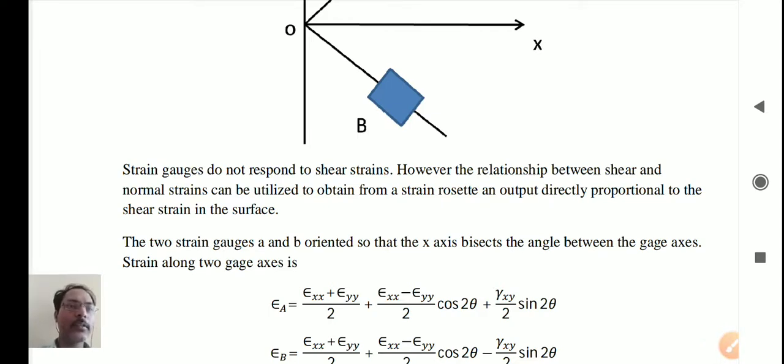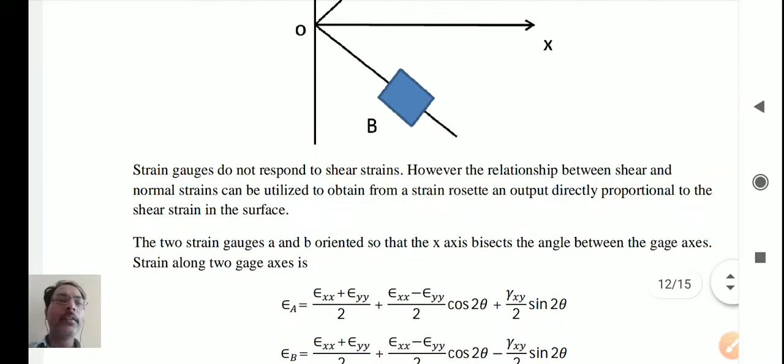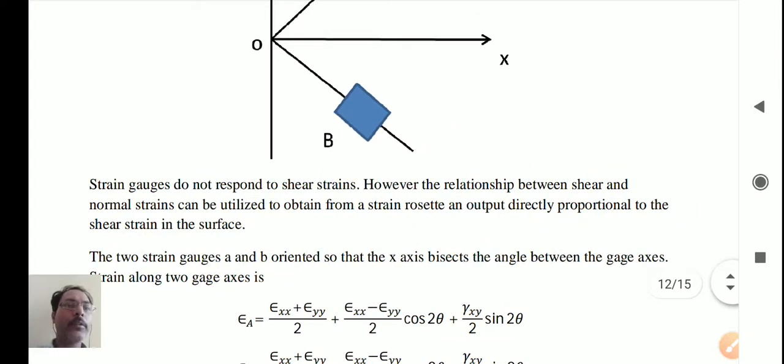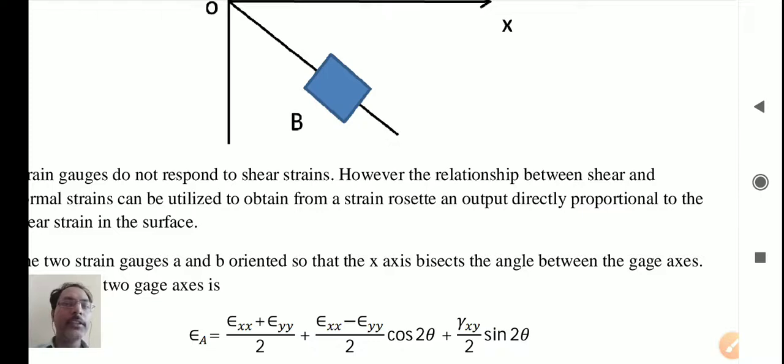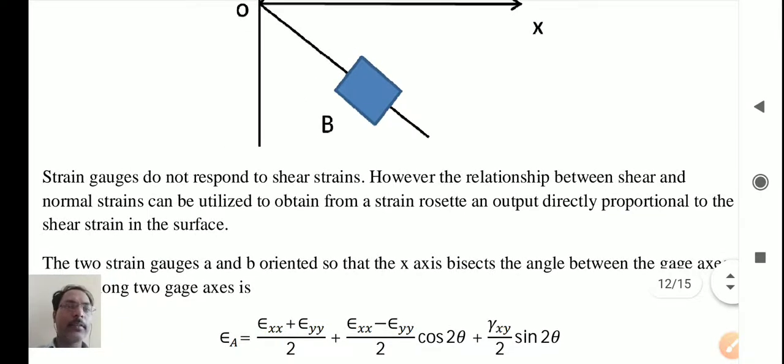However, the relationship between the shear and normal strain can be utilized to obtain from a strain rosette an output directly proportional to the shear strain in the surface. It means you can directly determine the shear strains. So what we do is select the relationship between the shear and normal strains and consider it for the determination of strain. So how are we going to determine it here?